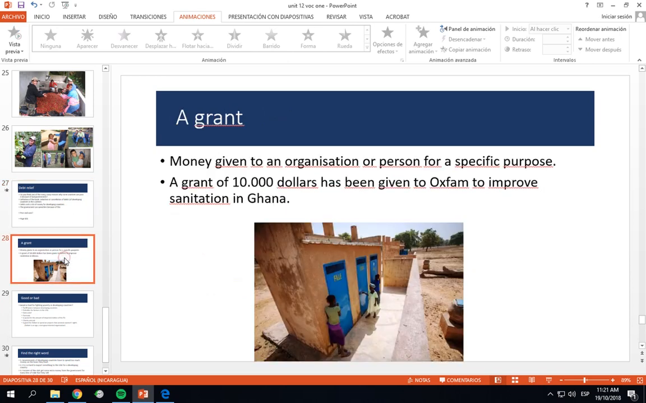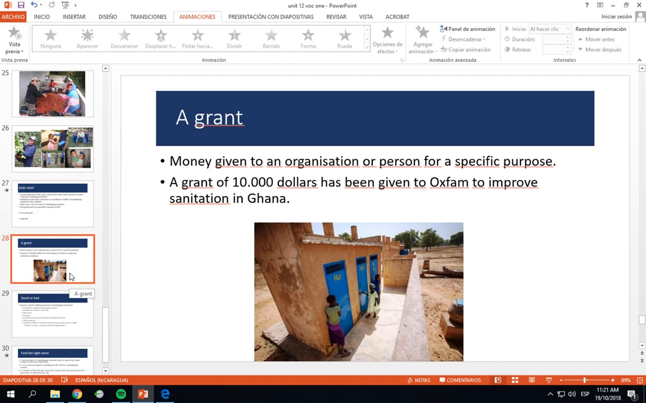Okay, and now the next word, a grant. A grant is a sum of money given to an organization or a person for a specific purpose. A sentence: a grant of $10,000 has been given to Oxfam to improve sanitation in Ghana. On the picture you can see an example of that. So it's a sum of money with a specific purpose. So yes, that's what I want you to know about this.